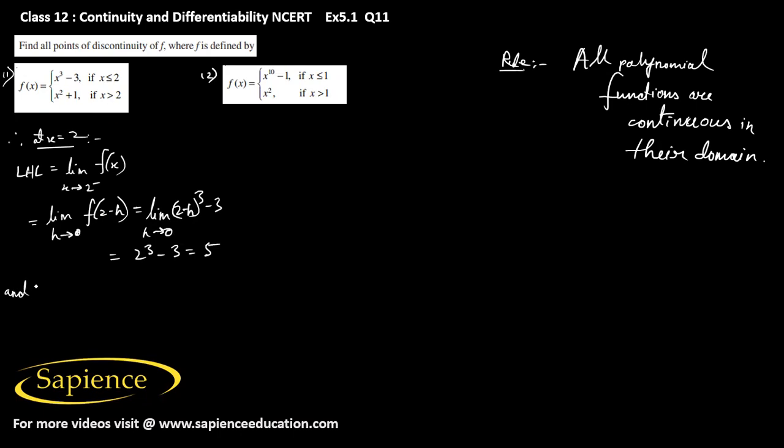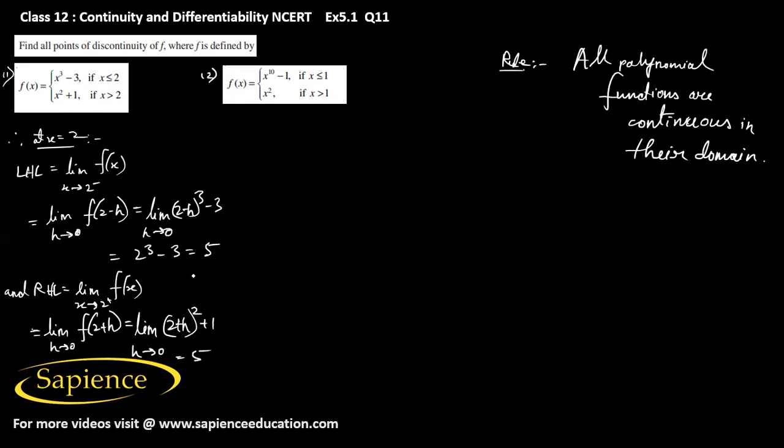And then the right hand limit will be equal to limit x tends to 2 plus f of x. That will be equal to limit h tends to 0 f of 2 plus h. So when it is slightly more than 2, we have to put x as 2 plus h here. So this will be limit h tends to 0, 2 plus h whole square plus 1. So here I can put h equal to 0. So this will be 2 square 4 plus 1, this is 5. And f of 2 will also be 2 cube minus 3, that is also equal to 5.